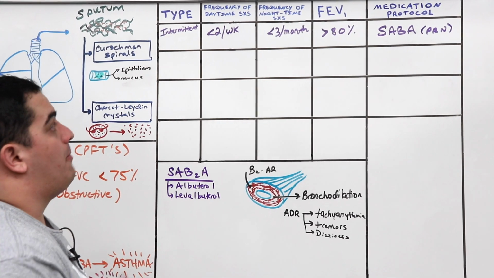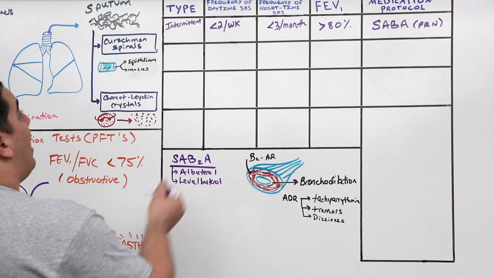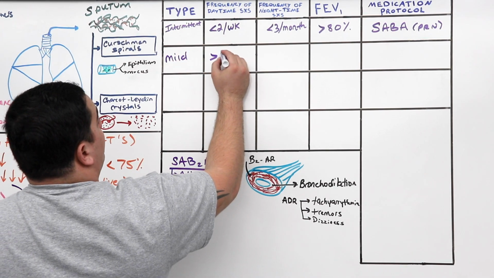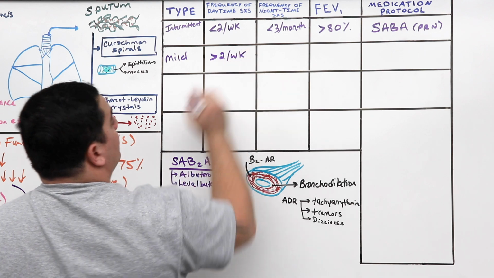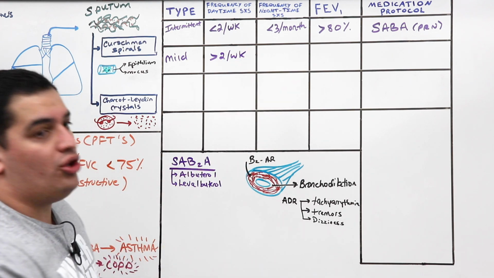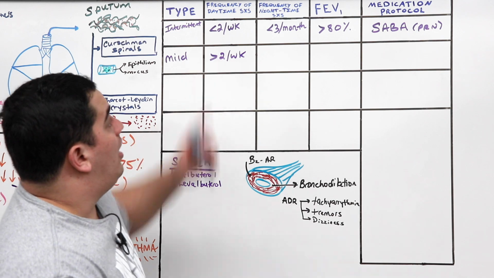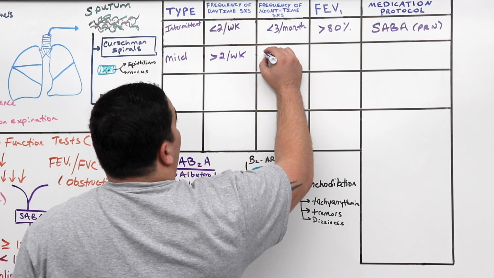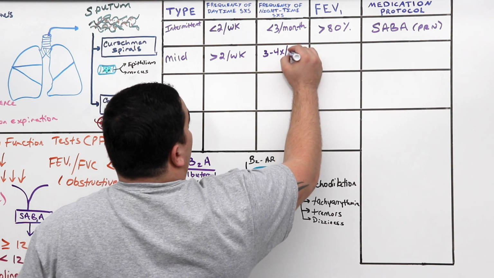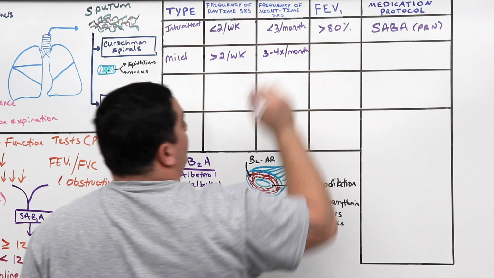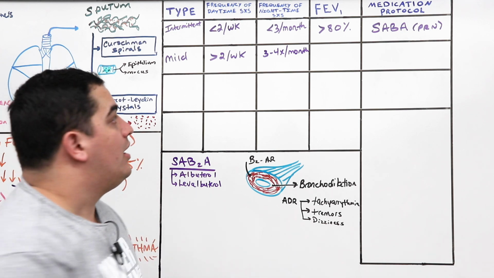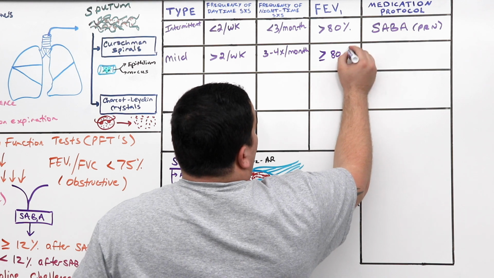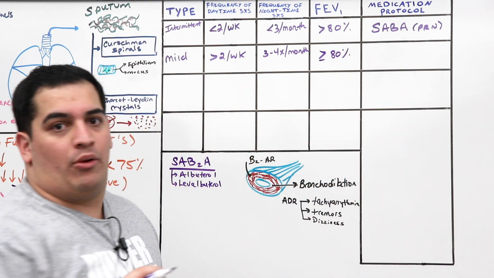The next thing is we'll go to the mild stage. So mild is they're actually having greater than 2 episodes per week for daytime symptoms. And then for night, they're having at least 3 to 4 times per month that they're experiencing these nighttime symptoms. Their FEV1's still probably going to be greater than or equal to 80% though. Should still kind of be normal, right?